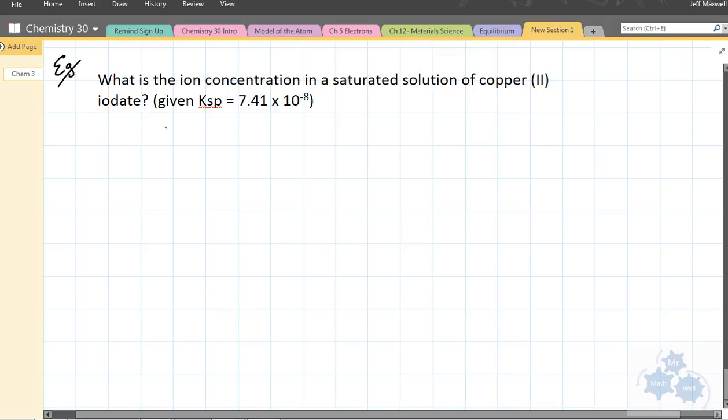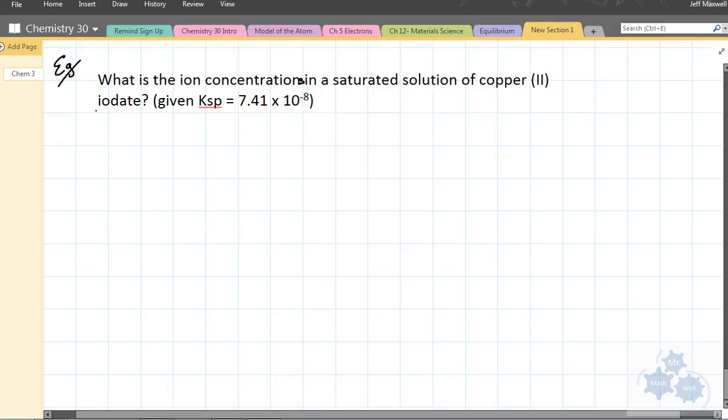Okay, so in this example that we're going to do here, it says, what is the ion concentration in a saturated solution of copper 2 iodate? So the ion concentration of all of the ions in the solution of copper 2 iodate. Okay. Now, this is the type of question that you'll be given.